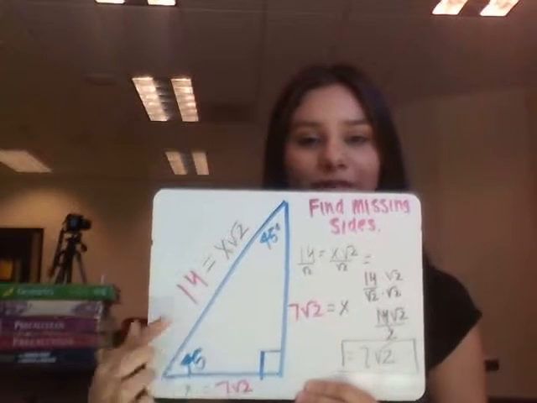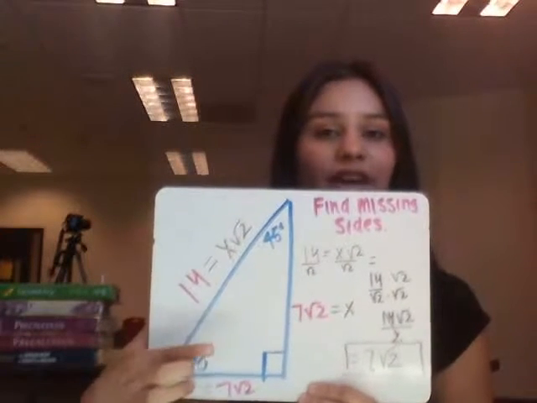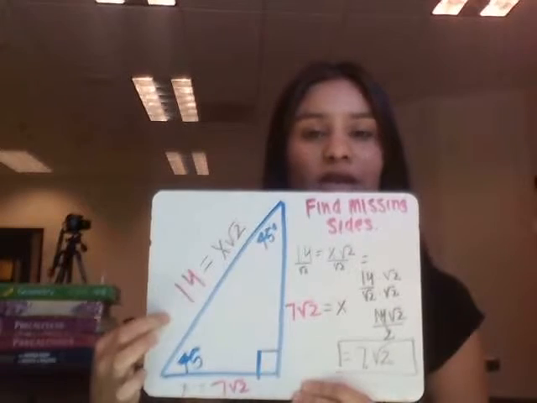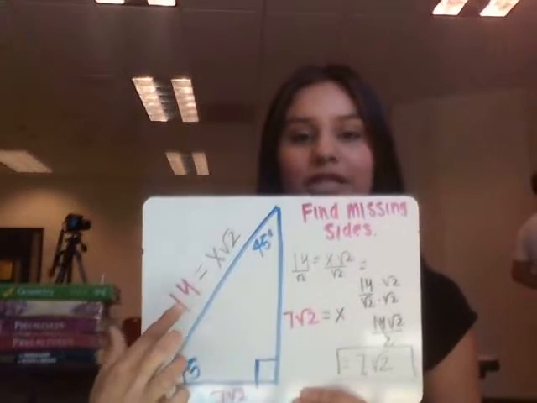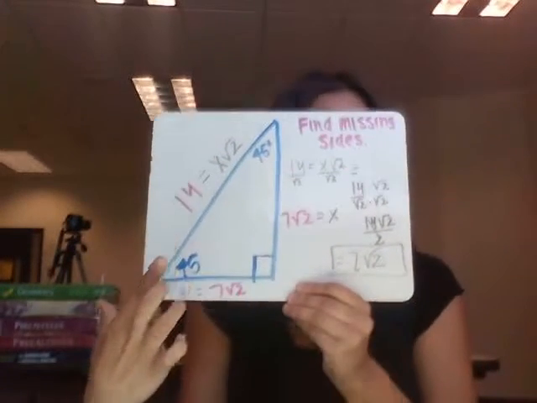So I have a 45, 45, 90 triangle, and they gave me that the hypotenuse is 14. And if you label your triangle, you'll see that it's equal to x rad 2.